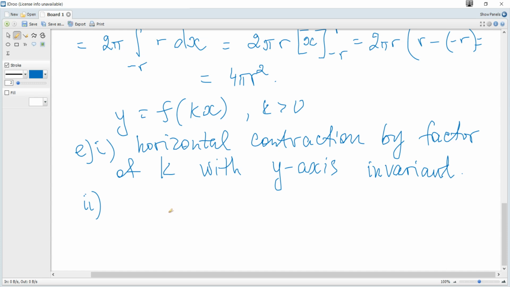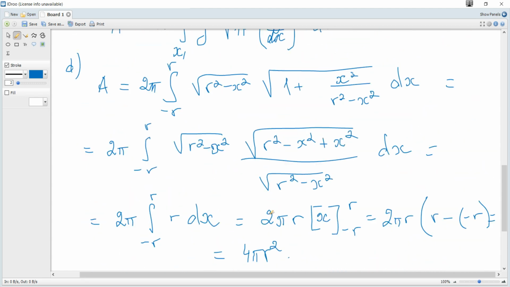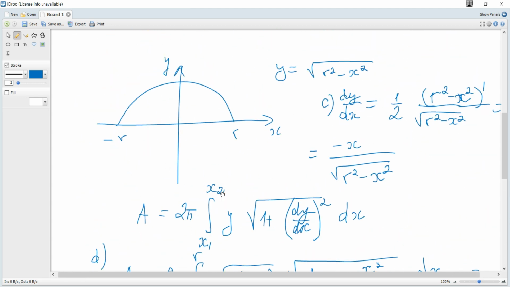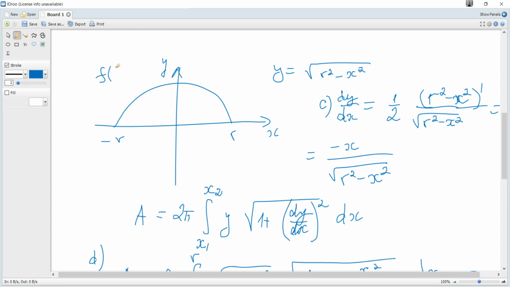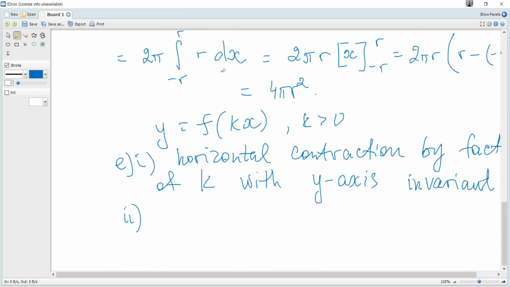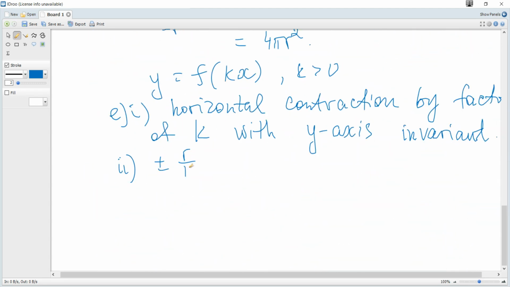Write down the x-intercepts of the graph y is f of kx in terms of r and k, 1 mark. We can use the previous curve, f of x, and since every point becomes k times closer to the y-axis, the x-intercepts become negative r over k and r over k. So we can write plus or minus r over k.